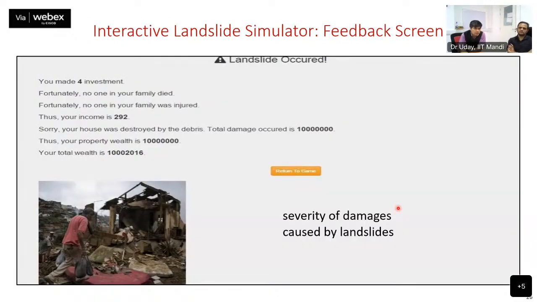Now, what happens is that when people make decisions repeatedly, there may be certain cases when a slide occurs. And there are three things which can happen when a slide occurs. Of course, death can occur, injury can occur, and property damage can occur. As you can see, when injury occurs, there is some reduction in the daily or monthly income. Whereas if death occurs, then definitely there is more. If property damage occurs, then there is a decrease in the property wealth. And people are asked to play this game in such a manner that they have to increase their total wealth or keep their total wealth as high as possible.